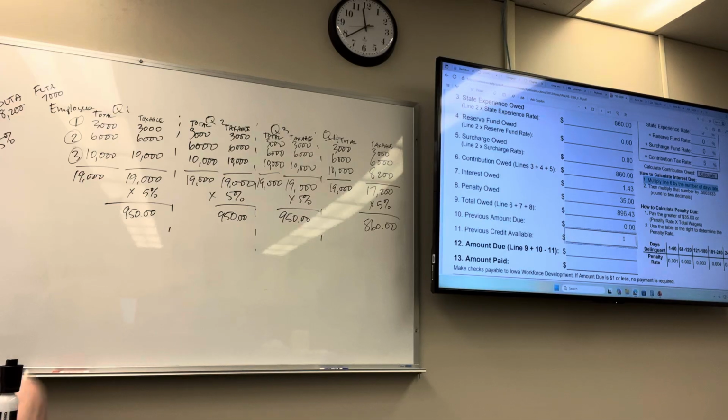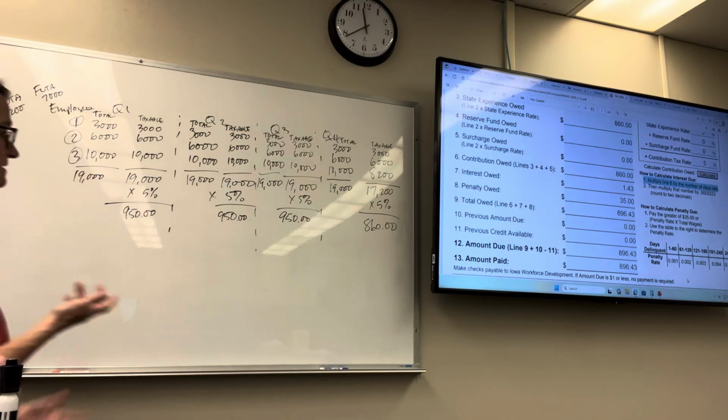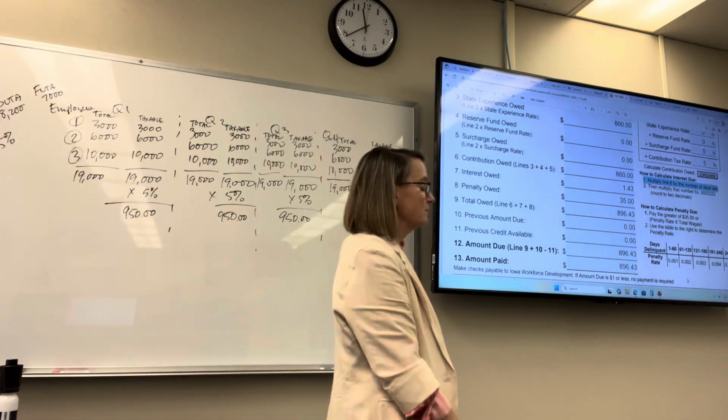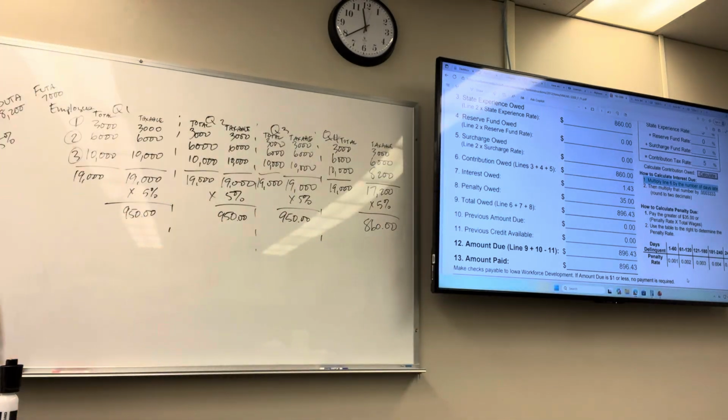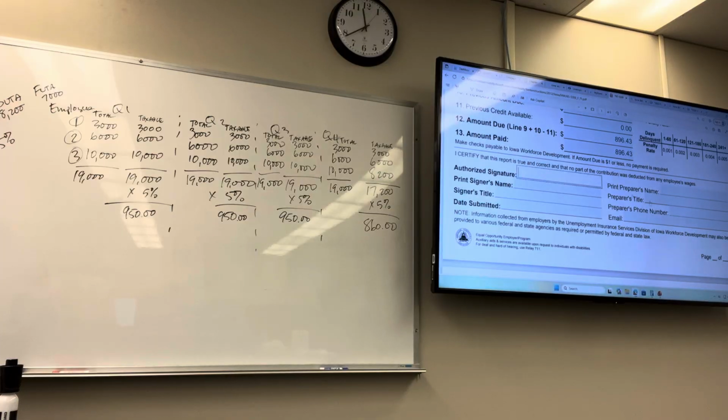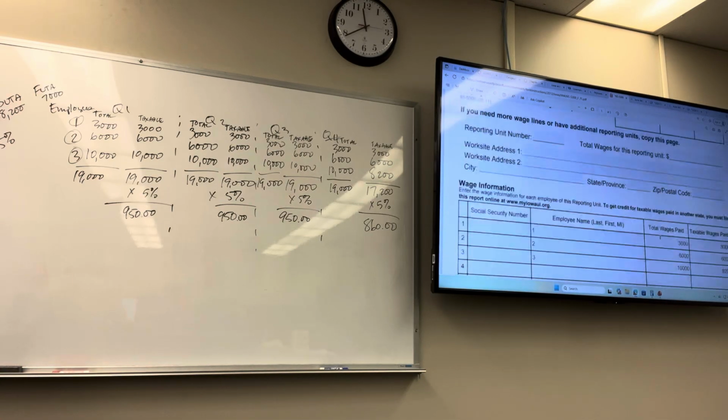Previous credit, so if we had overpaid or we have some sort of credit with the system, we can apply that to the amount that we owe. Total amount, add all those together, and then we're going to pay $896.43. So because we were 5 days late, now we've got an additional $36.43 that we have to pay. But that's how, and then signature, whoever is preparing the authorized signature of whoever is preparing the form, all of that gets entered in.